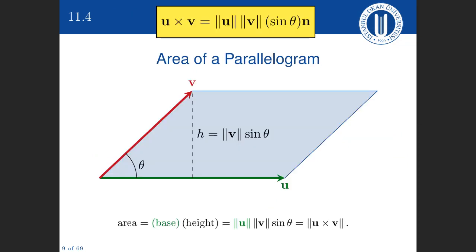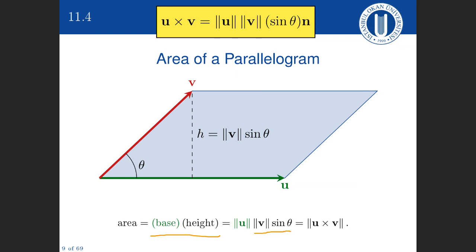Let's talk about the area of a parallelogram. Think about, we have two vectors u and v with the same initial point, and then we sketched out this parallelogram. The area of the parallelogram is the base multiplied by the height. The base is the norm of u, that's straightforward, but what's the height? From this picture, we can see that the height must be the same as norm of v sine theta.